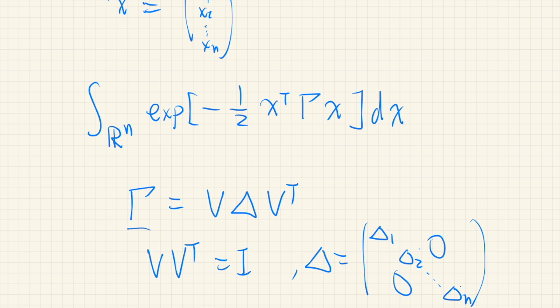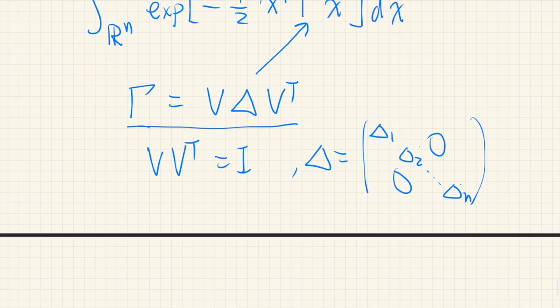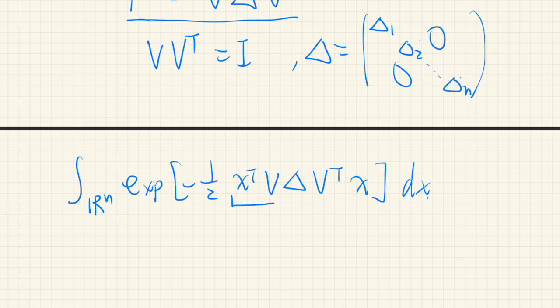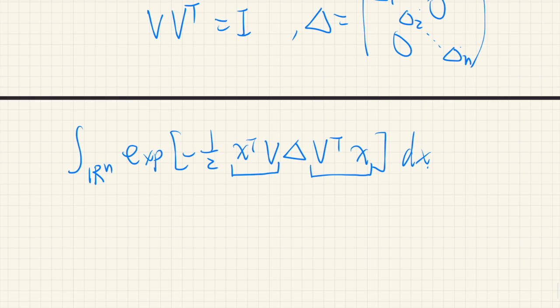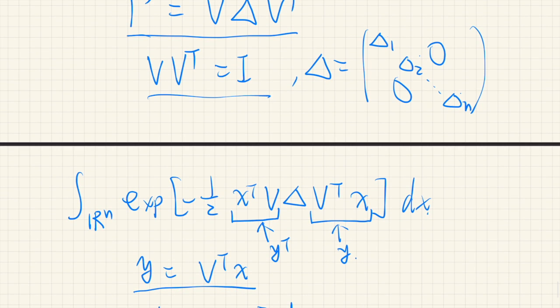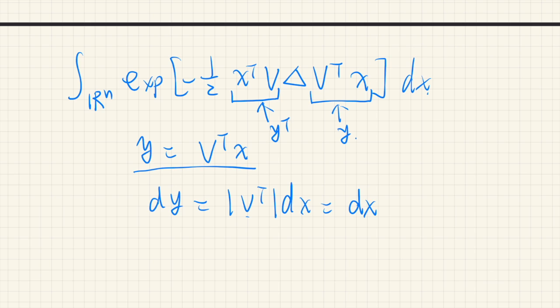Now, if we apply this decomposition here, then we have this integral, exponential of negative 1 over 2 x transpose V delta V transpose x, dx. Now we consider these factors together. So we introduce this transformation, a new coordinate, y equals V transpose x. So now this becomes y transpose and this becomes y. Also, by this linear transformation, the Jacobian is actually 1. The Jacobian of this is V, but V is orthogonal, so its determinant is 1. So it's just dy equals dx. The transformation is very simple.